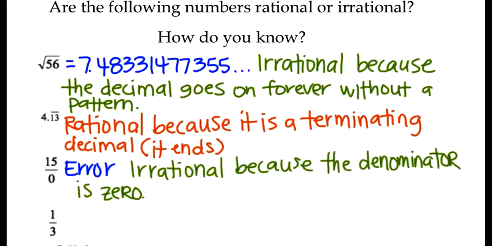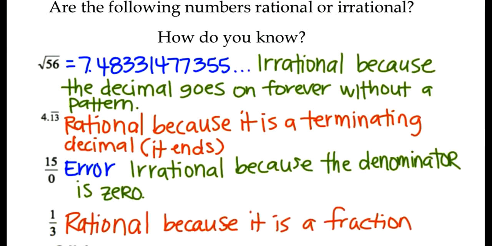And 1/3 I do not have to change because a rational number is a number that can be written as a fraction. So it already is a fraction. So I know that it's rational because it is a fraction.